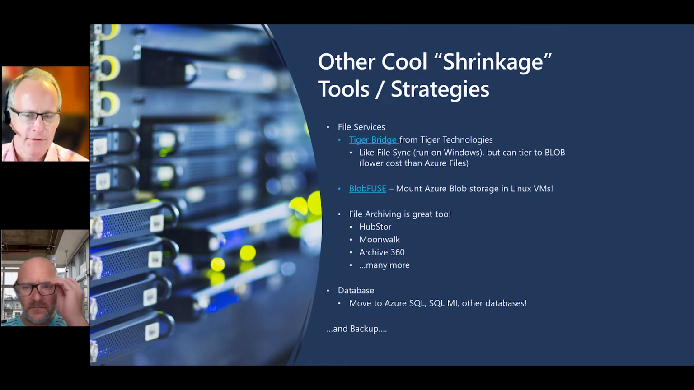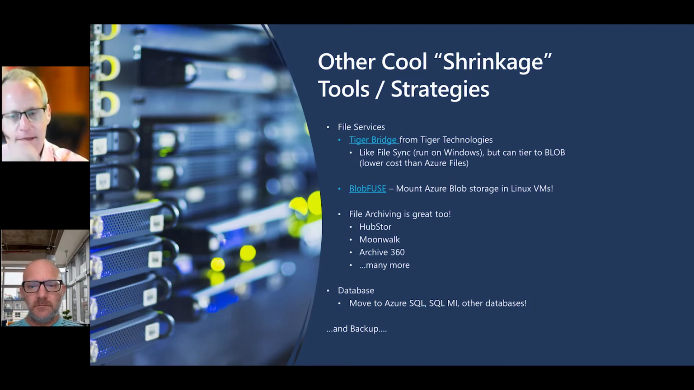For Linux boxes, everything I've talked about with File Sync is Windows only for file servers, but there's a Linux driver that you can download and install in Linux that allows you to mount Azure Blob storage in Linux VMs as a file system. So you can do some really cool stuff to shrink some Linux boxes down by using blob views. And again, you're connected to Azure with a 10 gig link from AVS, it's going to run like a gazelle.